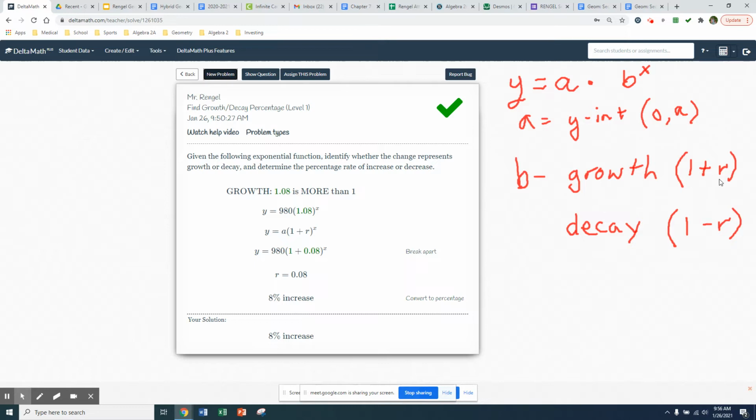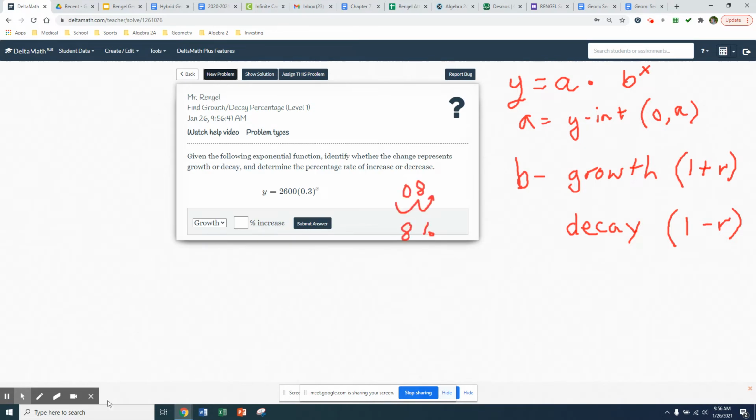So this example could be an example of finance. If you invest $980 and you get an 8% return per year, this is an equation where you could put the number of years in for x. So maybe 10 years down the road, 20 years down the road, you could see how much growth your $980 would have. So we're going to continue to look at situations that represent that.